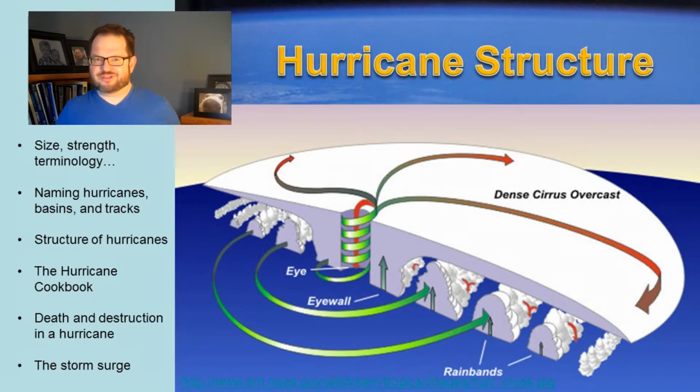Weird. Mid-latitude cyclones aren't anything like that. Here's another way that they're different from mid-latitude cyclones. The center of the circulation, the eye, has sinking motion into an area of low pressure.